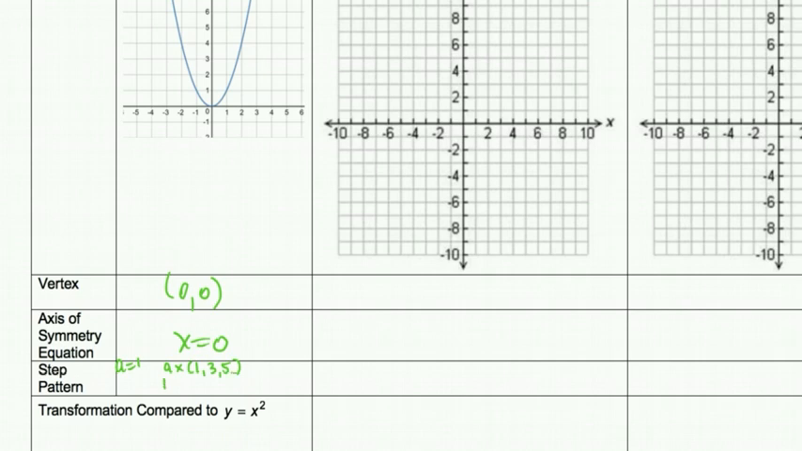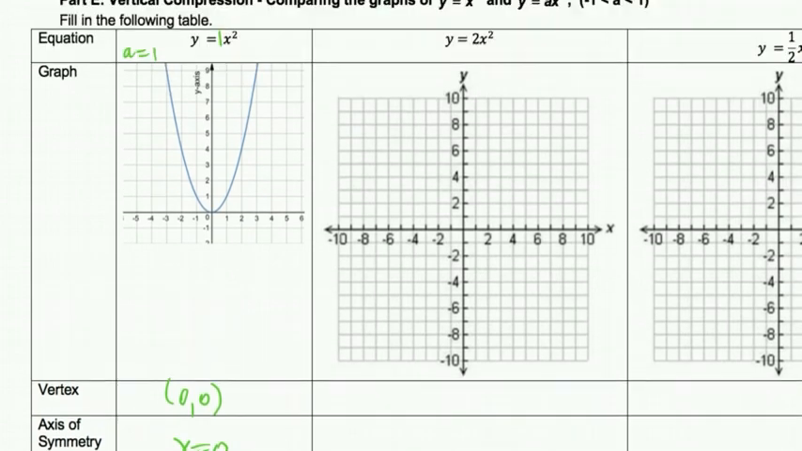Okay, so 1 times 1, 3, 5, etc. is 1, 3, 5. So that's my step pattern. That's what you're doing here. So take a look at the next one here.